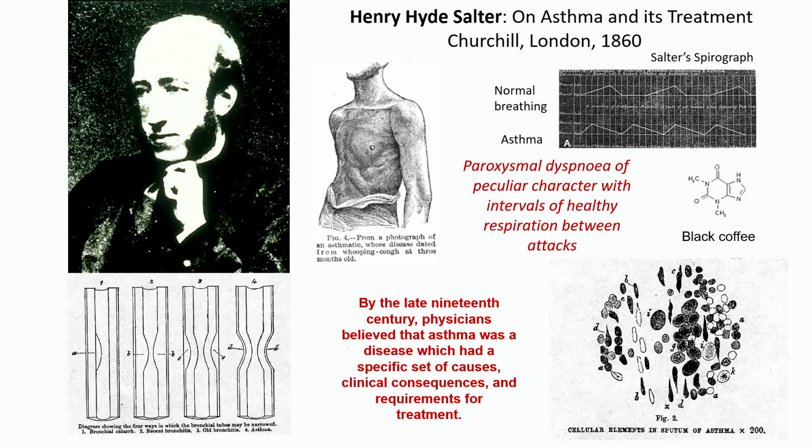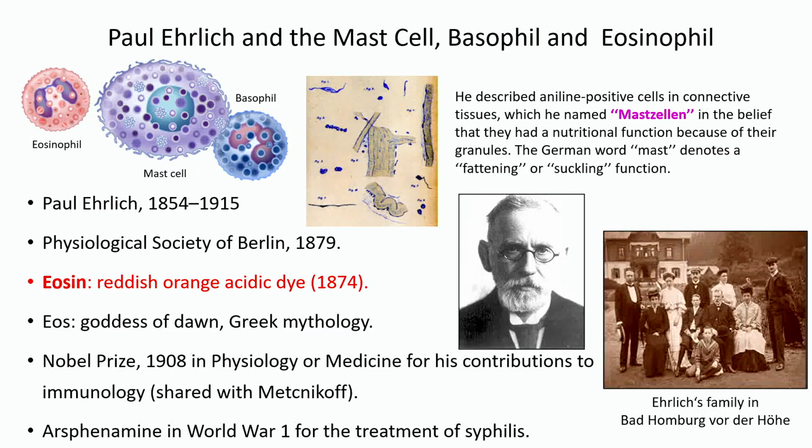And he also mentioned, in terms of therapeutics, coffee as a potential treatment. So, you know, he was really quite a forward-thinking man at the time. But it really was Paul Ehrlich who developed these aniline dyes, such as toluidine blue and eosin, that really enabled the cellular aspect of the asthmatic and allergic processes to start to be described.